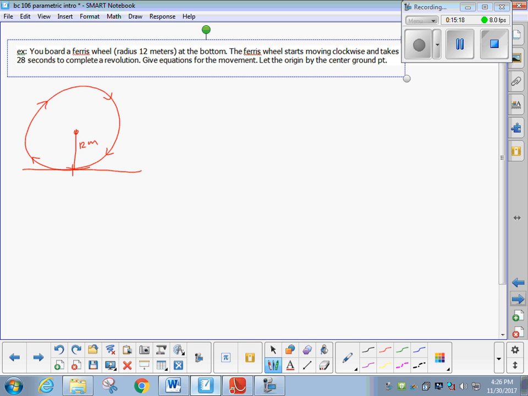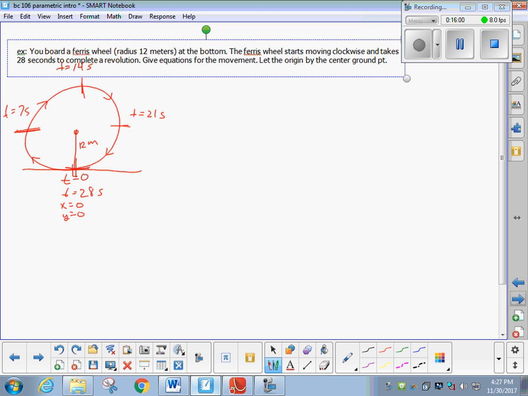All right. Now, let's say we are the last person loading, so they're starting the ride when we're at the bottom at time 0, and it takes 28 seconds to make a revolution, which means we are also going to be back there at 28 seconds. If this is the origin, then at that point we'll call this x equals 0 and y equals 0. As far as important points, you would also probably want to know those. Now, if it takes a full cycle in 28 seconds, then it takes a half cycle in 14 seconds and a quarter cycle in 7 seconds. So those are the important times.